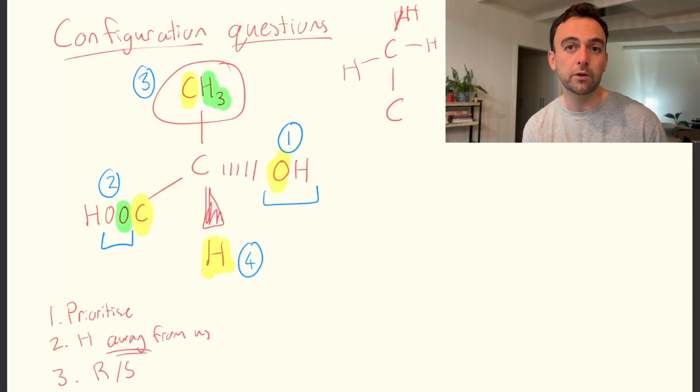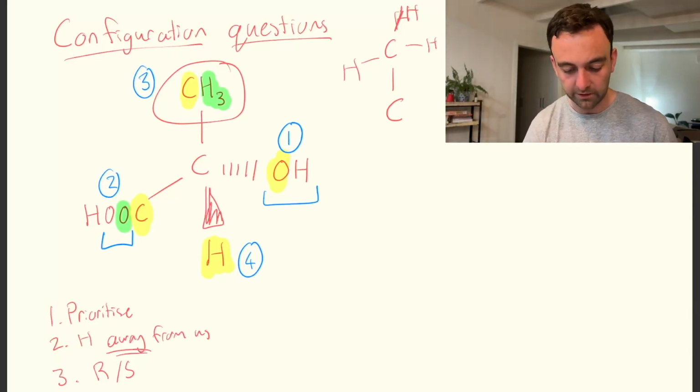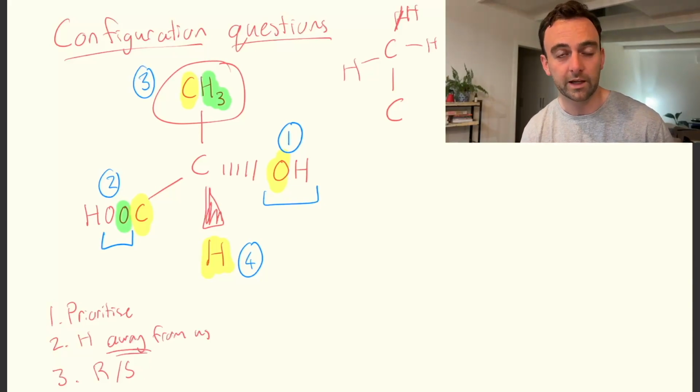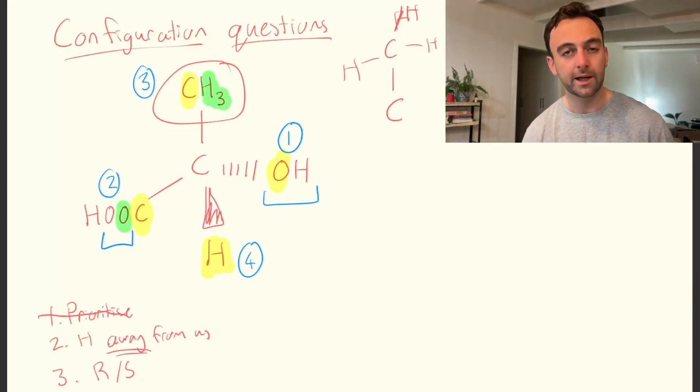And if the first atom is tied, that's when you would go to the second atom, as in the case of the methyl and the carboxylic acid. Okay, so that's step 1, prioritize. Now we need to get the hydrogen facing away from us.